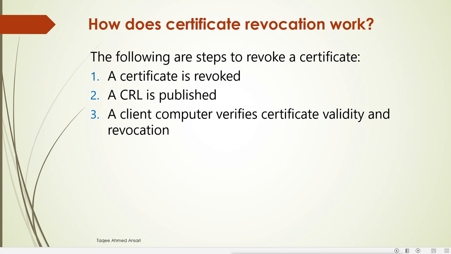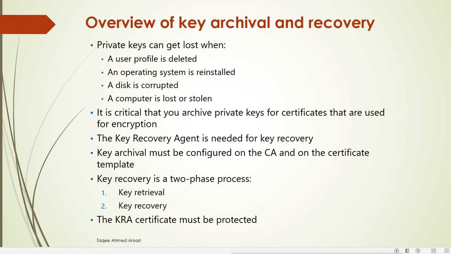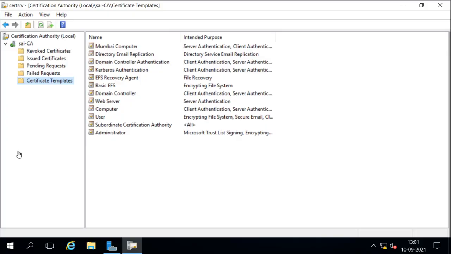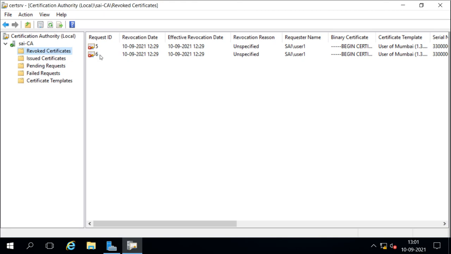A client computer then verifies the certificate validity and revocation. Whenever the clients who have those certificates see the revocation list, they will decide what the validity is and what the revocation date is. If we want to revoke a certificate, the administrator will revoke it by right clicking on it. All the revoked certificates will go here, and from here the list is going to be published. This is the list of revoked certificates, and the effective revocation date is also available.